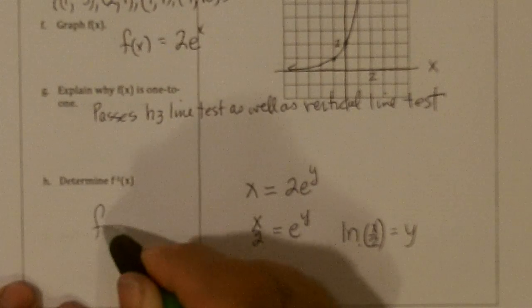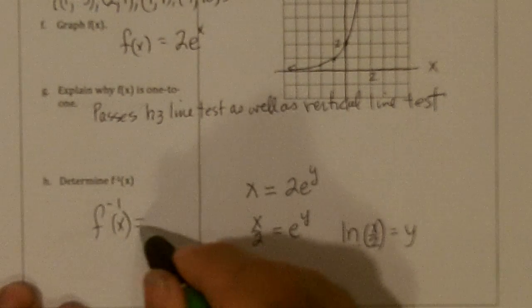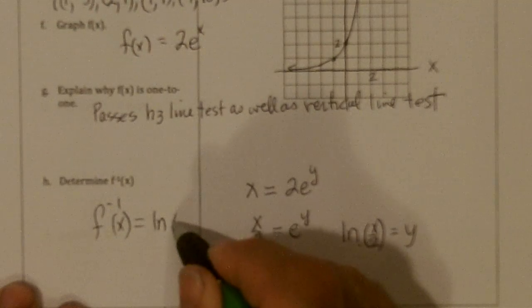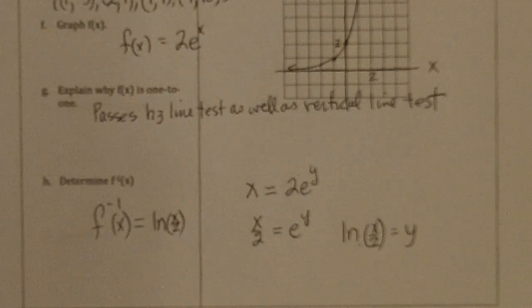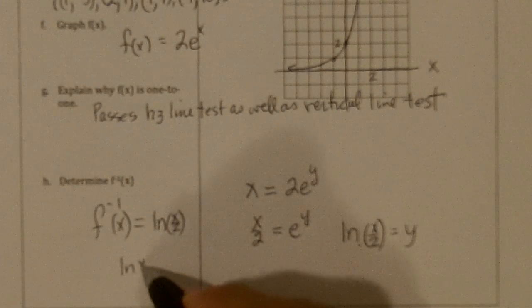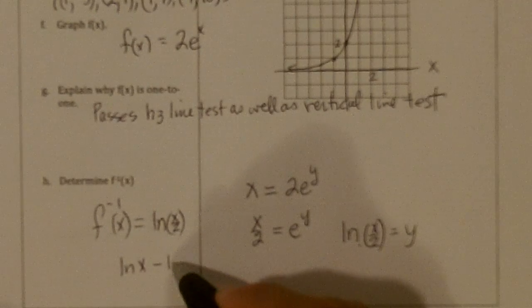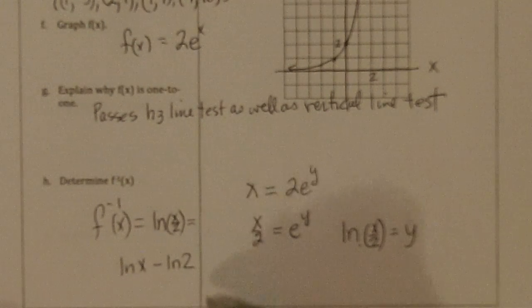So f inverse of x is ln of x over 2, and you could split that up using the quotient rule, ln x minus ln 2. Either of those answers would work. That's page 1.